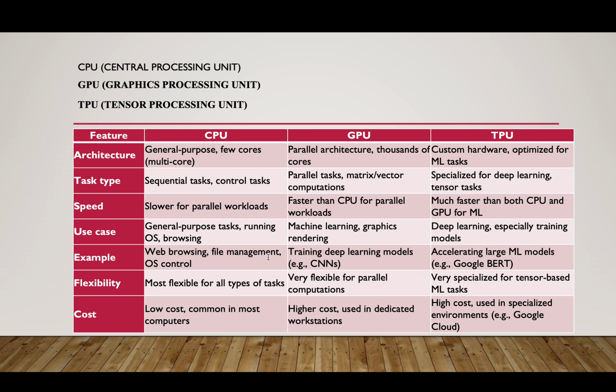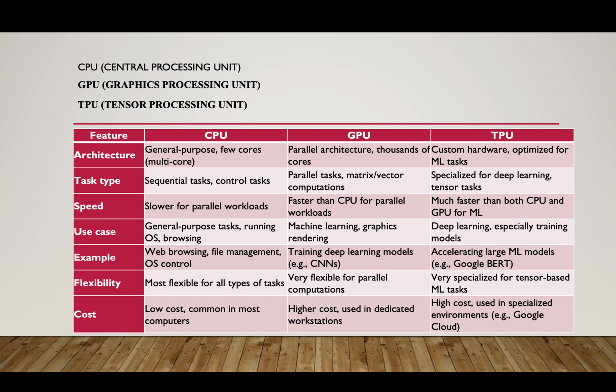When and why is it used? General purpose computing: CPUs are used for everyday tasks like browsing the internet, running applications, and performing system operations. Single threaded tasks that require sequential processing or have dependencies between instructions. Then control tasks: managing and controlling the flow of a program, running the operating system, managing memory, and general system operations.